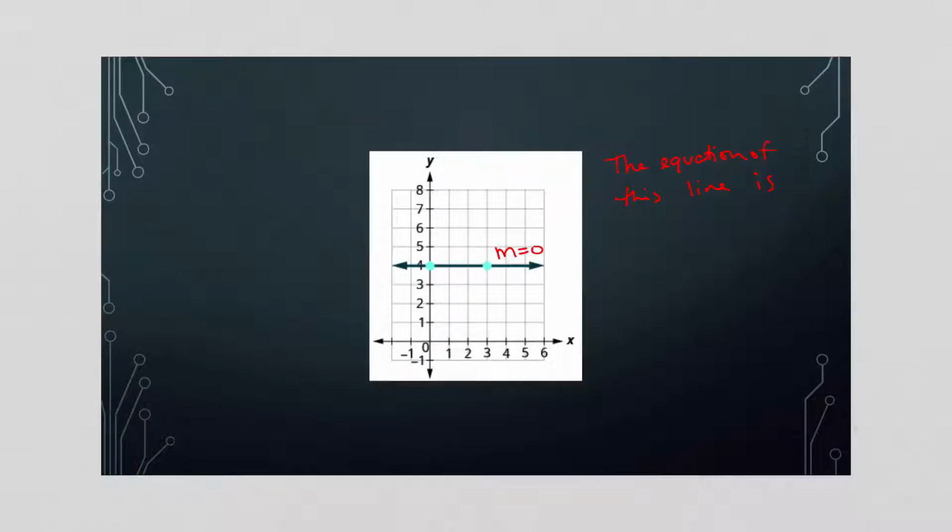is, and keep in mind it only crosses the y-axis, so it can only have a y in the equation, and it's wherever it crosses the y-axis at, and it crosses at 4. So the equation of the line is y equals 4. The slope is 0. So notice that the equation is different than the slope. All horizontal lines have a slope of 0, every one of them.